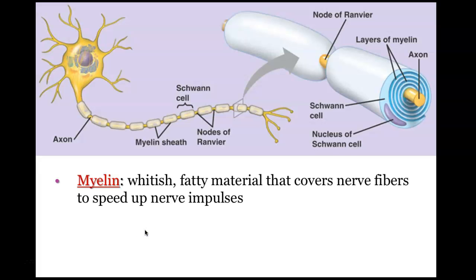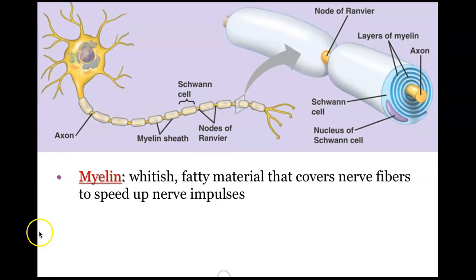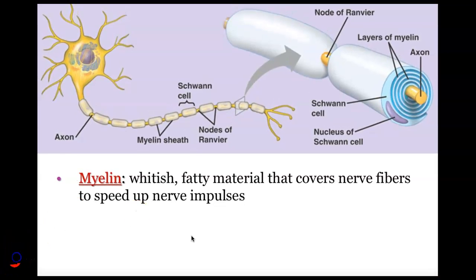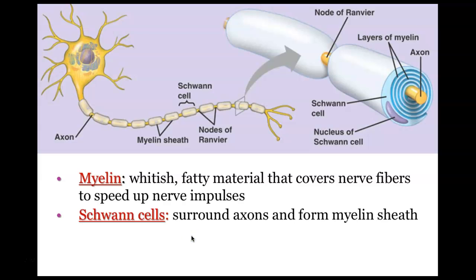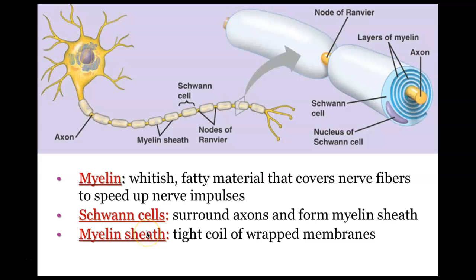All right, some other parts of the neuron are going to involve what's called myelin. Myelin is a whitish fatty material that's going to cover nerve fibers, and it's going to speed up nerve impulses. So it's going to act kind of like an insulation that's going to speed up nerve impulses. Then we have Schwann cells. The Schwann cells are going to surround the axons, and they're going to form the myelin sheath. The myelin sheath is made up of myelin. It's a tight coil of wrapped membranes.